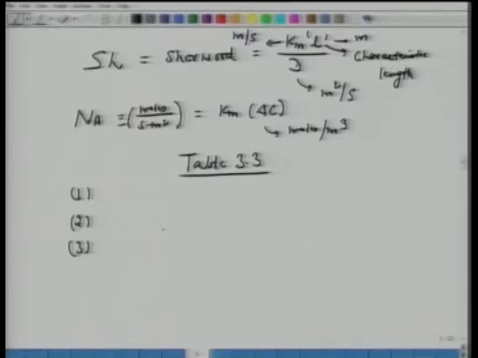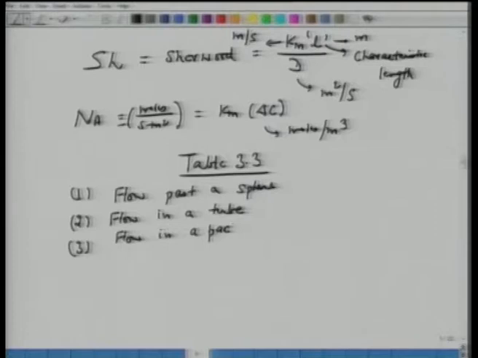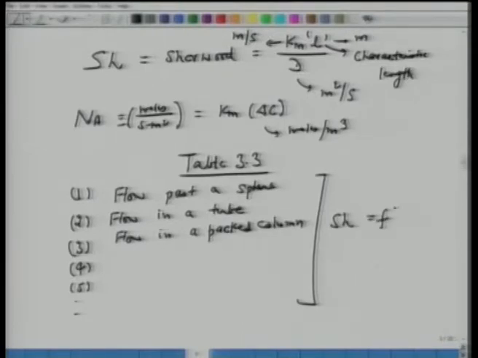One is very common. If you have flow past a sphere, or flow in a tube, or flow in a packed column. There are several such examples given in this table where, in all these cases, the Sherwood number has been given mostly in terms of the Reynolds number and Schmidt number. So Sc is the Schmidt number.